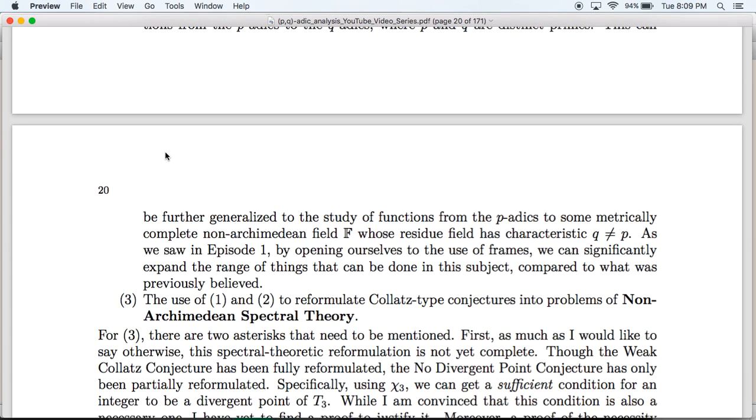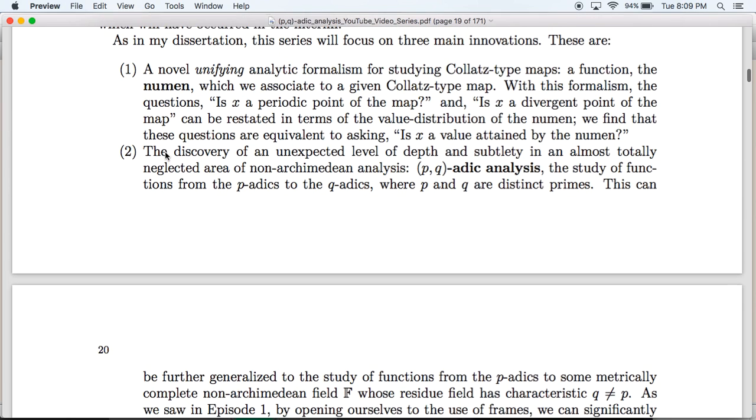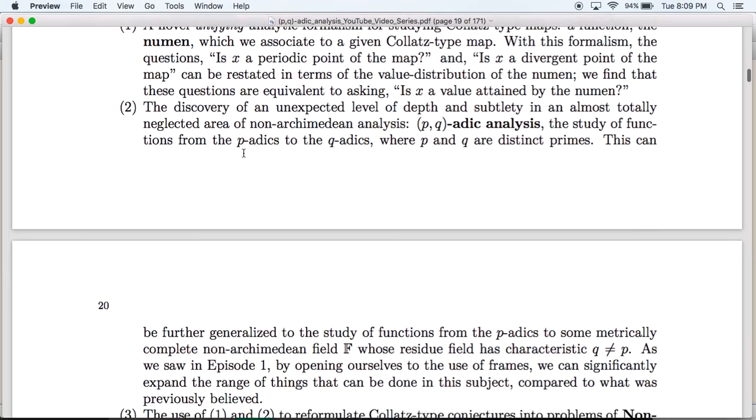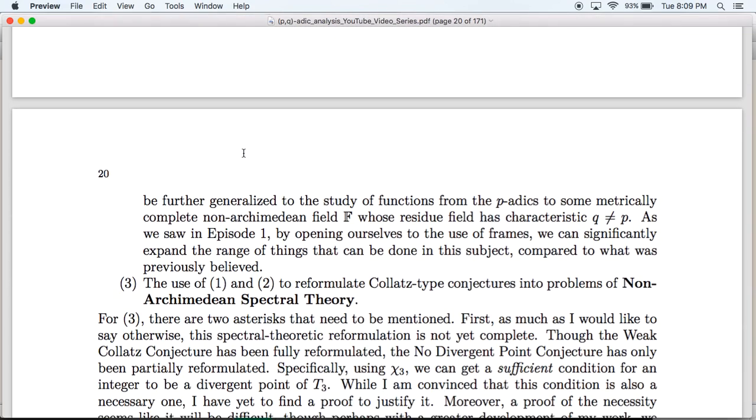But first, before I continue, there is a caveat, an asterisk, that I need to mention. When I say that we're going to be reformulating the problem of studying the Collatz-type map's dynamics, there's a subtlety here: as we saw, this comes in 2 parts, the weak Collatz conjecture and the no divergent points conjecture. At the moment, the weak Collatz conjecture has been fully reformulated. More generally, for any Collatz-type map for which my method applies, we can completely replace the study of its periodic points with the study of values attained by the map's Numen. With divergent points, however, it's only halfway done.